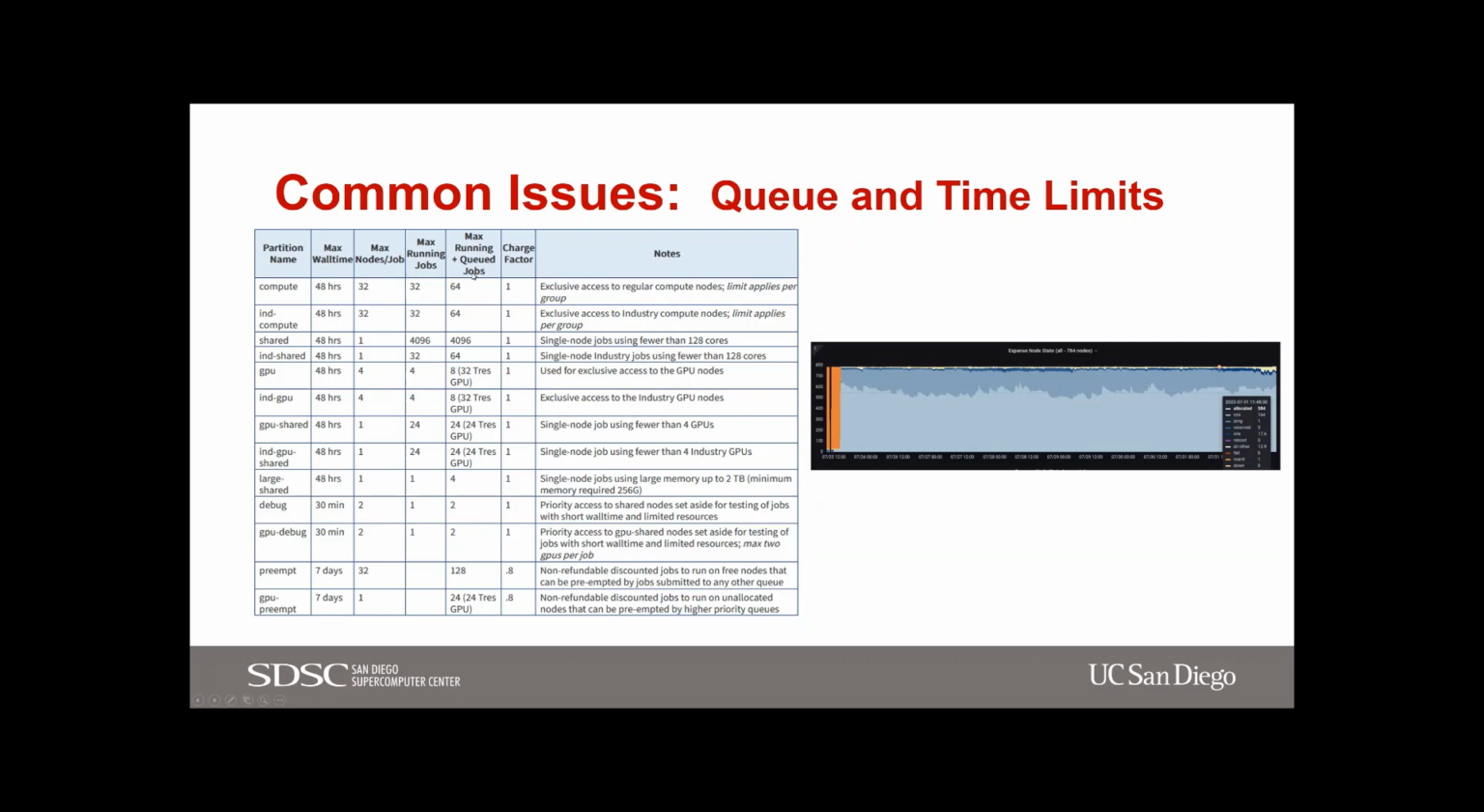So that was when I mentioned that sometimes your code will be rejected because you have too many jobs already in the queue. It should be noted that the limit applies per your group, not necessarily per you as an individual.